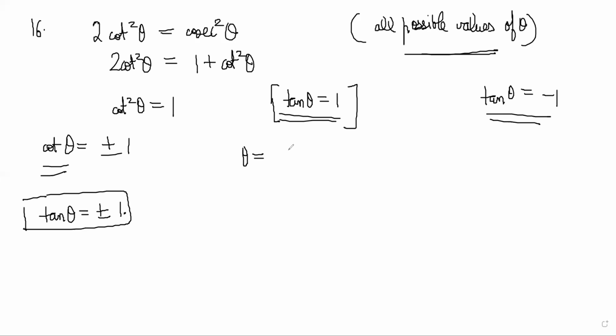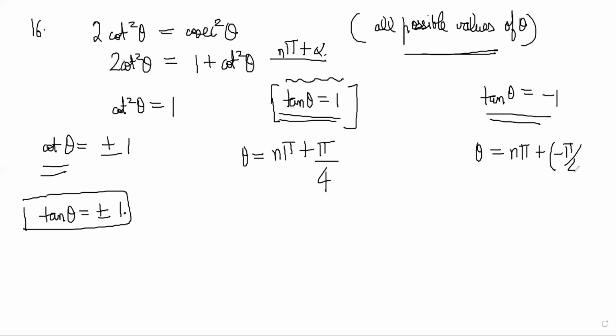Theta will be equal to... tan general solution was what? General solution was n pi plus whatever angle, right? Yes, sir. So n pi plus the angle. What is the angle here? 45, so pi by 4. And here theta will be equal to n pi plus minus pi by 4.